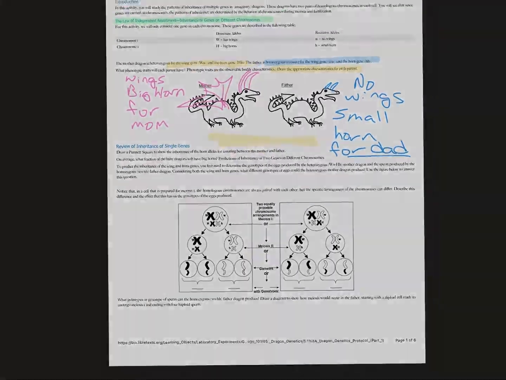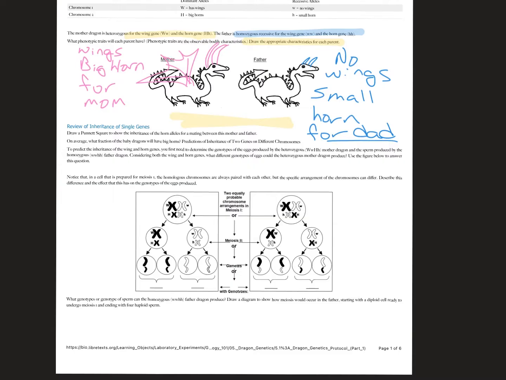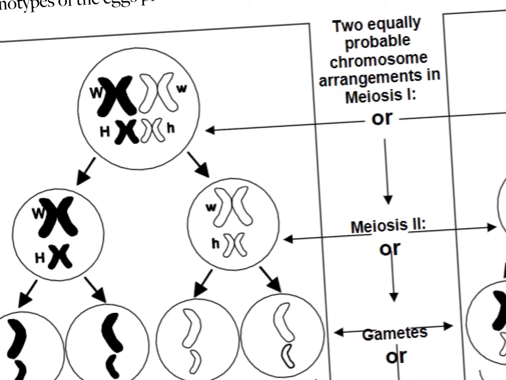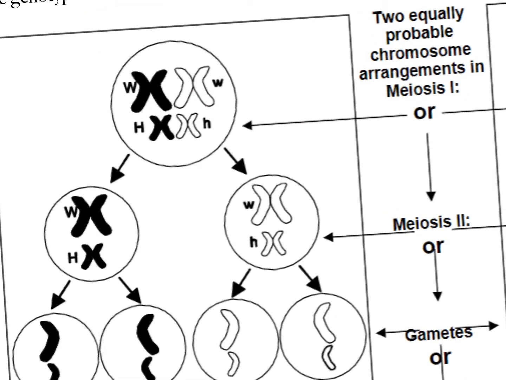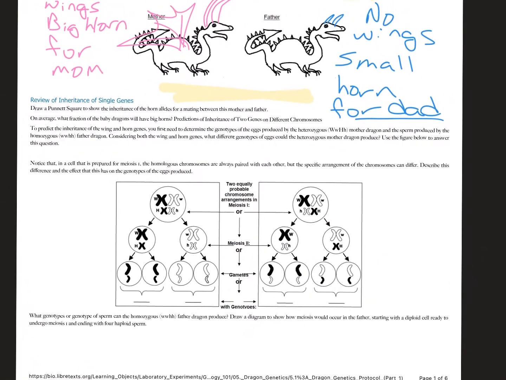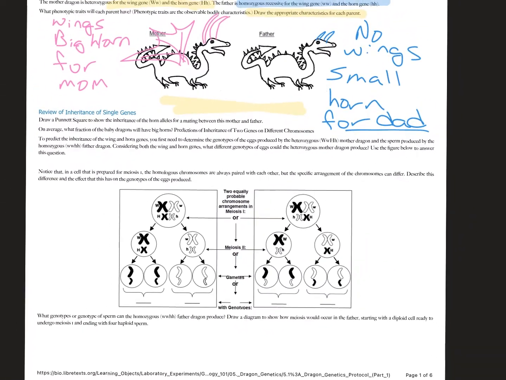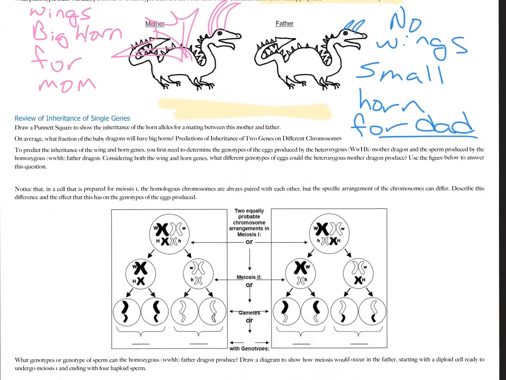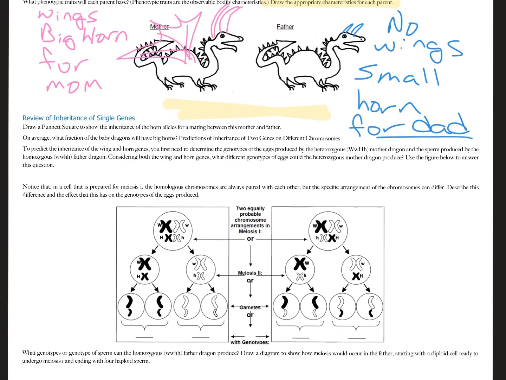So that's all there was to that first part. Now, exactly what we just talked about, these chromosomes are going to move together. Do you see that? This is big W. Remember, they're only putting one big W here, but you have to remember that the other big W is there as well. Let's take a look at what they're talking about here. Could you read this paragraph for me, one of you two? Yeah, sure. Start here, draw. Draw a Punnett square to show the inheritance of the horn alleles for mating between mother and father.